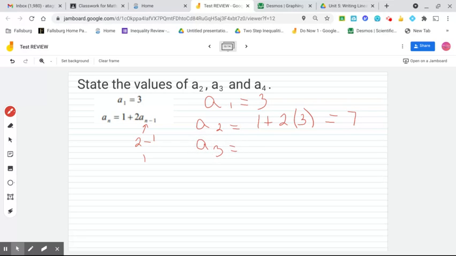So when we find A of 3, 1 plus 2 will stay the same. But now we're going to take this 7 here and bring it down here. So 2 times 7 is 14, plus 1 is 15. And last, we'll find A of 4. So we have 1 plus 2 times, again, we're taking this 15, adding it in here. 2 times 15 is 30, plus 1 is 31. So there are our values for A2, A3, and A4.